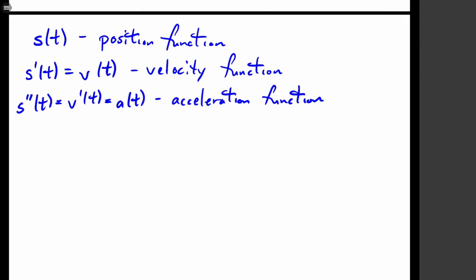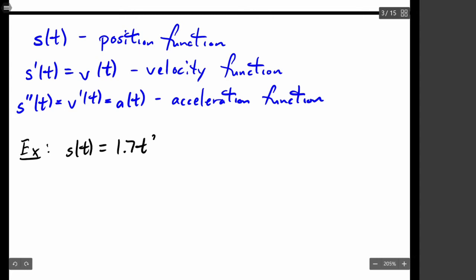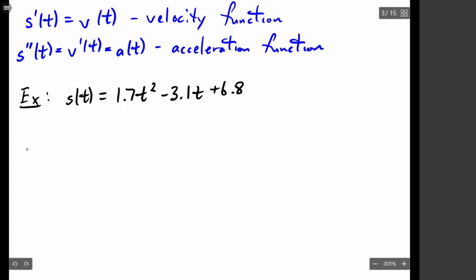So, now that we have that, let's do an example of computing an acceleration function. So let's say we have an object moving along a straight path with this position function: 1.7 t squared minus 3.1 t plus 6.8. Let's say that this is the position function of some object. So we want to know what's the velocity, what's the acceleration. Well, the velocity.